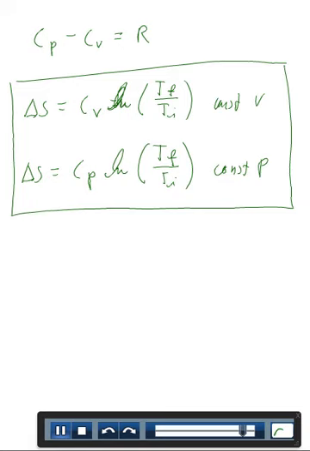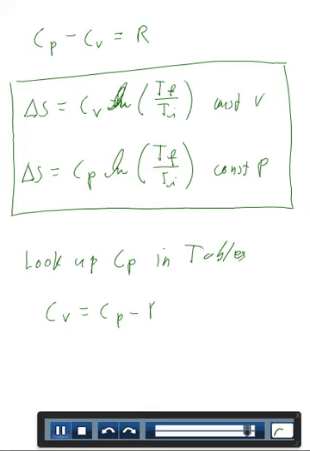Now you can look up the heat capacity at constant pressure in common tables, like in any freshman chemistry book. And you can get CV, because CV is CP minus R. So if you have CP from a table, you can get the heat capacity at constant volume just by subtracting R in the ideal gas approximation.